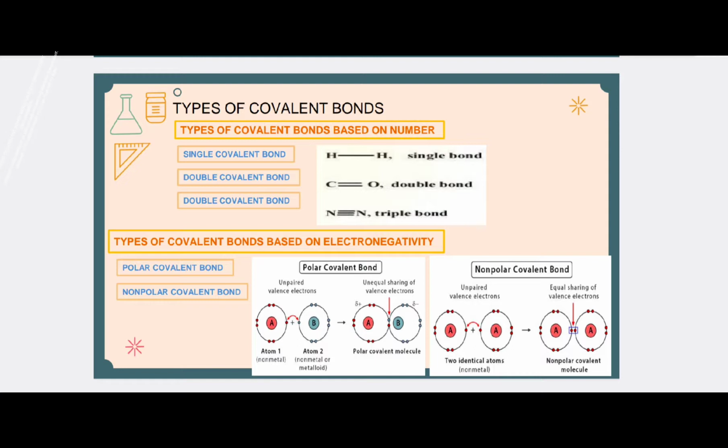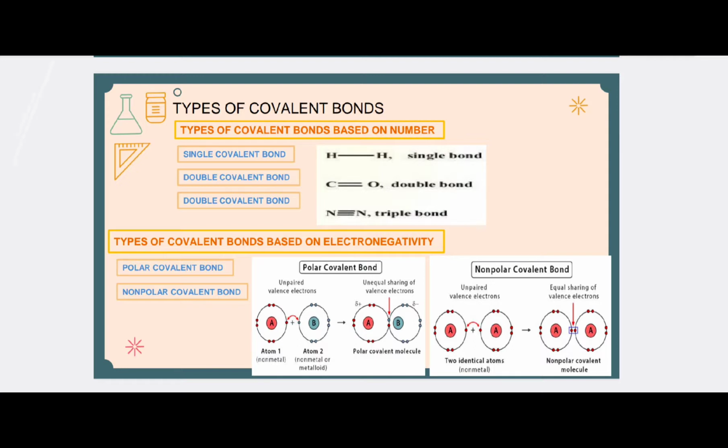Types of covalent bonds based on electronegativity. Electronegativity, a measure of the ability of an atom to pull the bonding electrons toward itself, increases in the periodic table as you go from left to right. With the exception of noble gases, elements on the right of the periodic table are more electronegative than those on the left. Noble gases do not have electronegativity values because they are already stable.